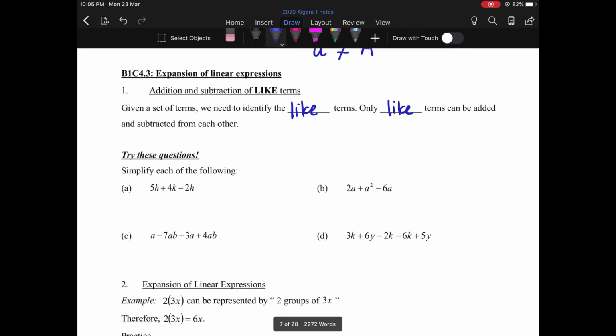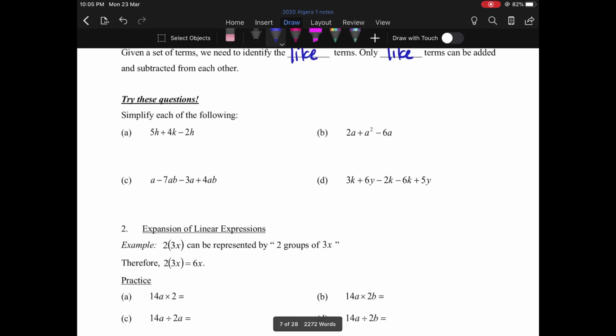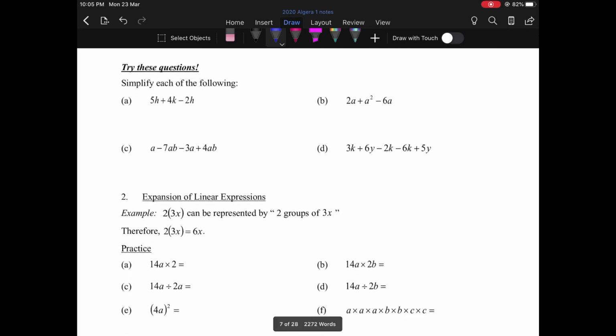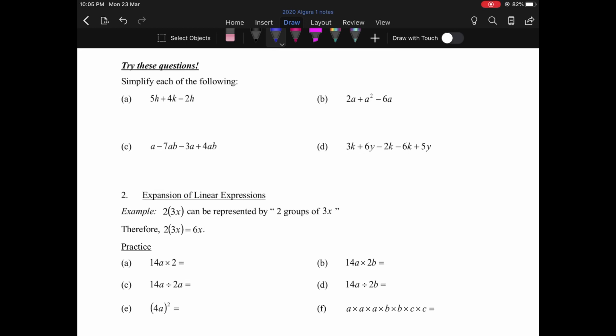Okay, so let's try this. You can only simplify like terms. You can only add and subtract like terms. So let's try this. Question part A. We have H and K terms. So let's group up the H terms together.